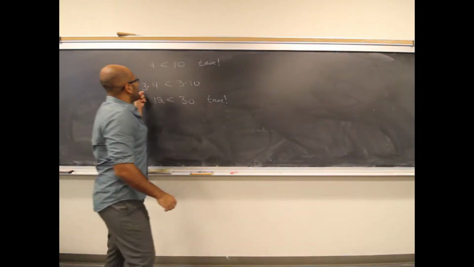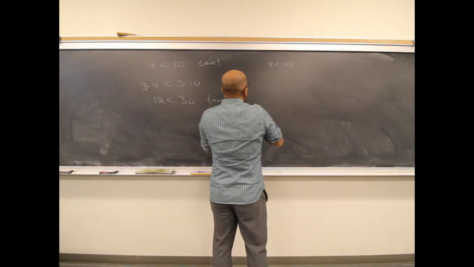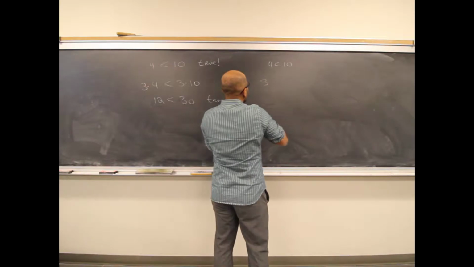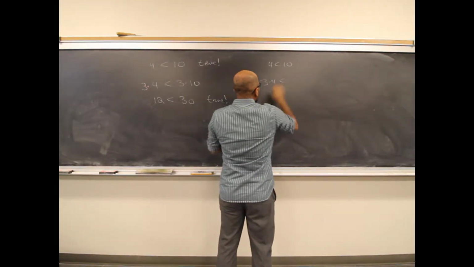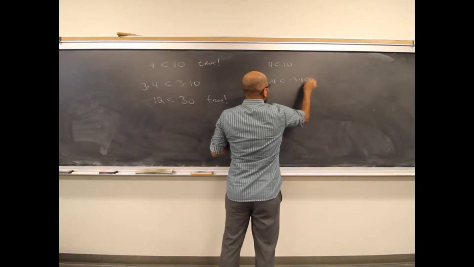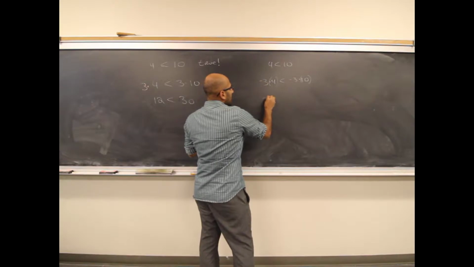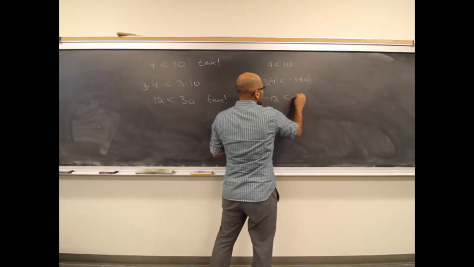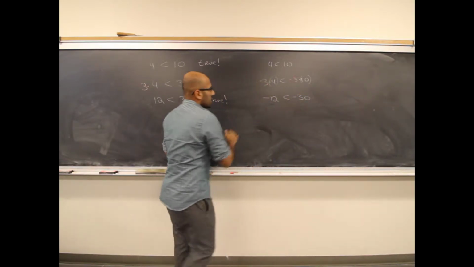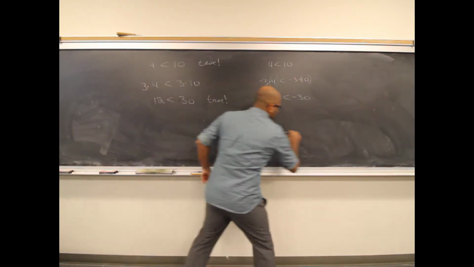But note what happens if we multiply by a negative. So 4 is less than 10. If we multiply this side by negative 3 times 4, less than negative 3 times 10. On this side, we end up with negative 12 is less than negative 30. And remember, on the number line, it's going to be false, right?